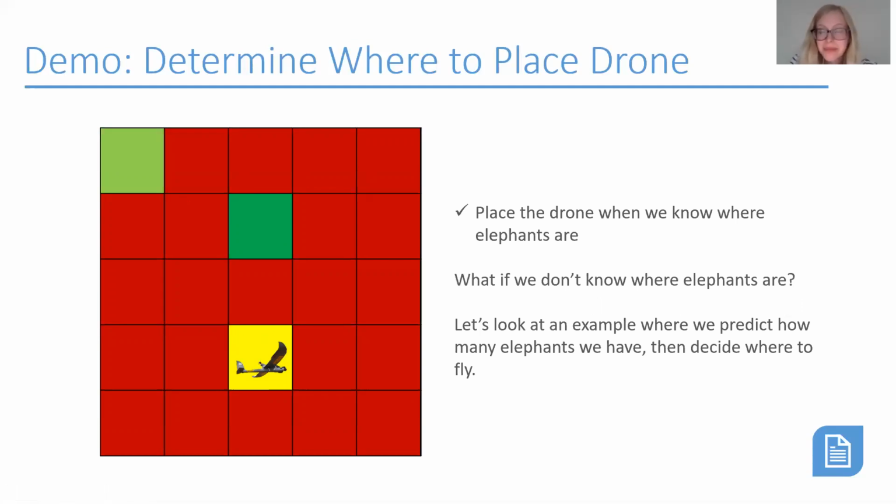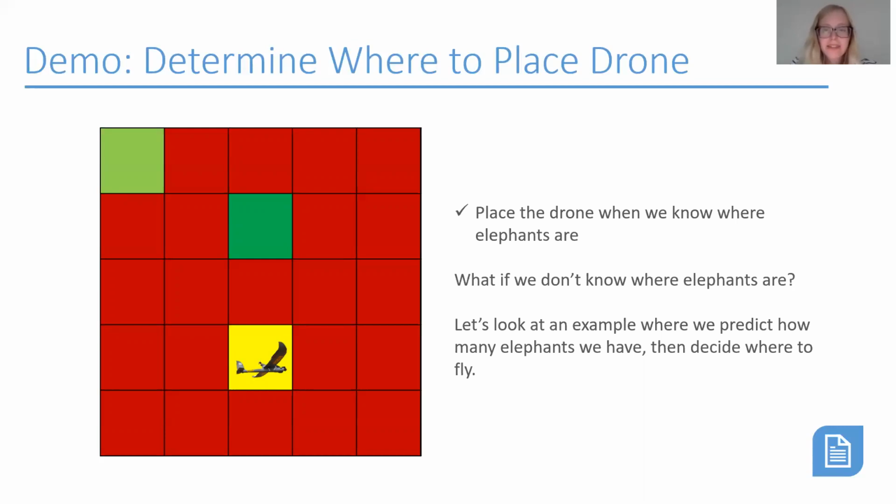All right, so now we've seen what we can do to try to place a drone when we know where the elephants are located. But what happens if we don't know where the elephants are located? In this case, let's look at an example where we can predict how many elephants we have, and then we can decide where to fly. Again, the goal is to count the number of elephants in our park, for example, to try to see how healthy the population of elephants is.